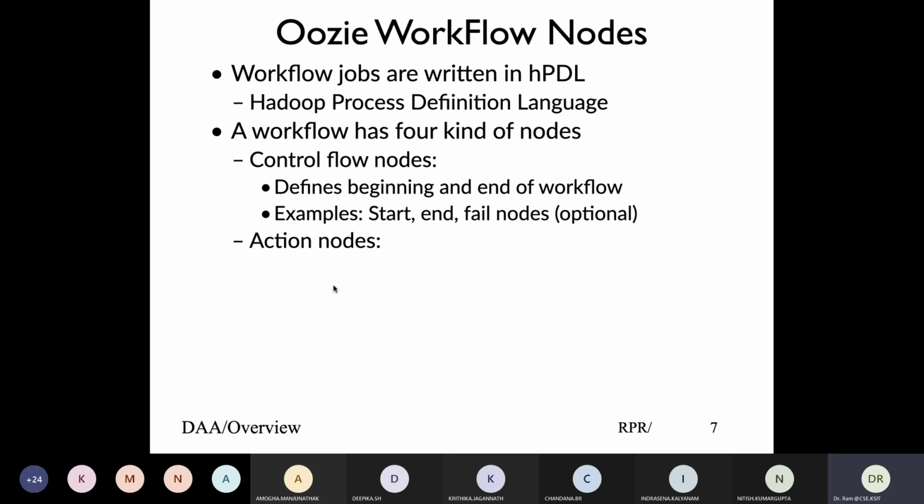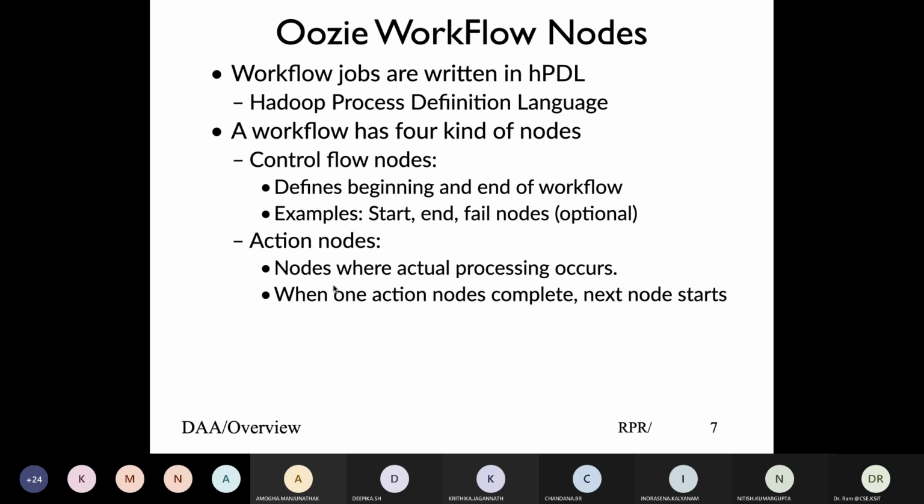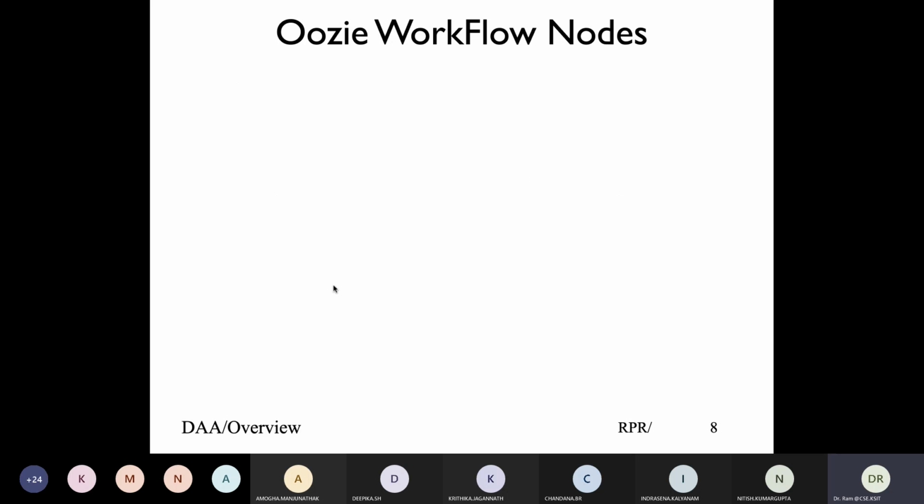Second is the action node. That's where actual processing happens. Whether we run a Hive job or a map reduce job or a streaming job, any actual job processing that happens, those are called action nodes. And typically you define dependency: when one action node completes, the next node starts. And if you are doing simple HDFS commands, that could also be an action node. You could be running a script command. Any processing we do on a Hadoop system is basically an action node.